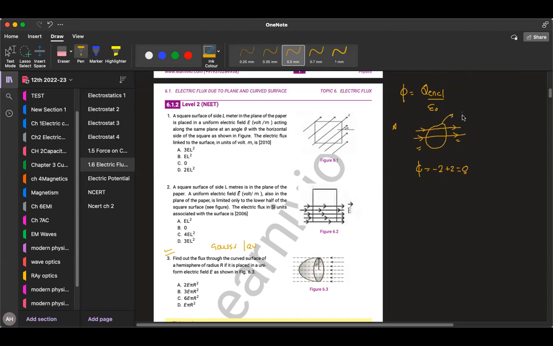This should be a closed surface. So this is a hint for this particular question. Do it and write your answer in chat. And remember, you can apply Gauss law only if your surface is closed. You can't apply Gauss law for an open surface.